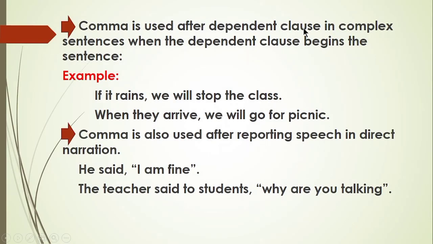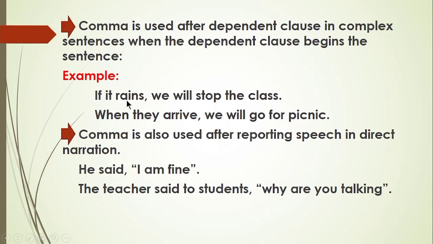Comma is used after a dependent clause in complex sentences when the dependent clause begins the sentence. Remember, a complex sentence is the one where we have a dependent and an independent clause. So when the dependent clause begins the sentence, then we put a comma after it. For example, if it rains, comma, we will stop the class.